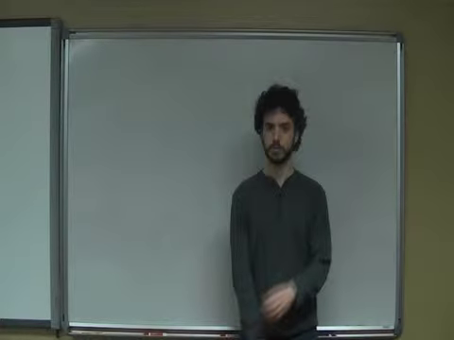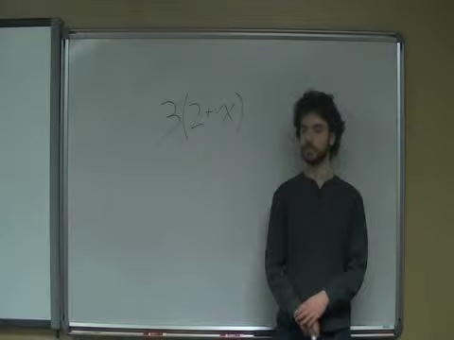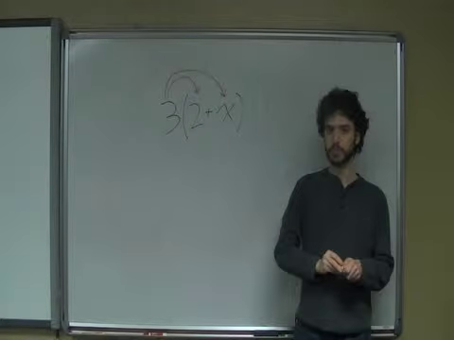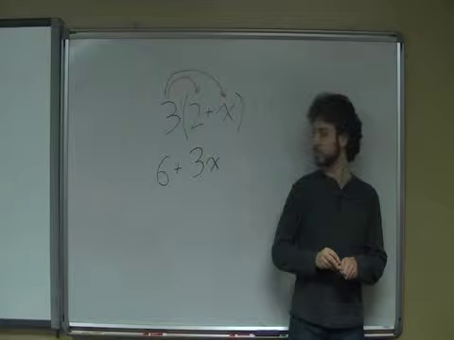Let's learn how to multiply polynomials. We've actually already done this a little bit. Here, we're multiplying a binomial by a constant. We all know what to do. Get rid of the parentheses, so we distribute the 3 and we're left with our answer.